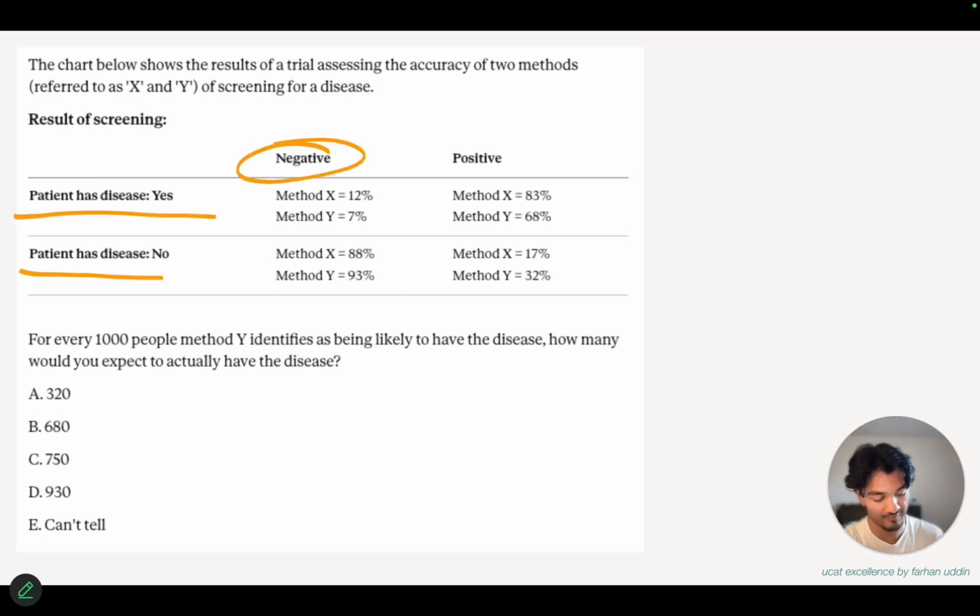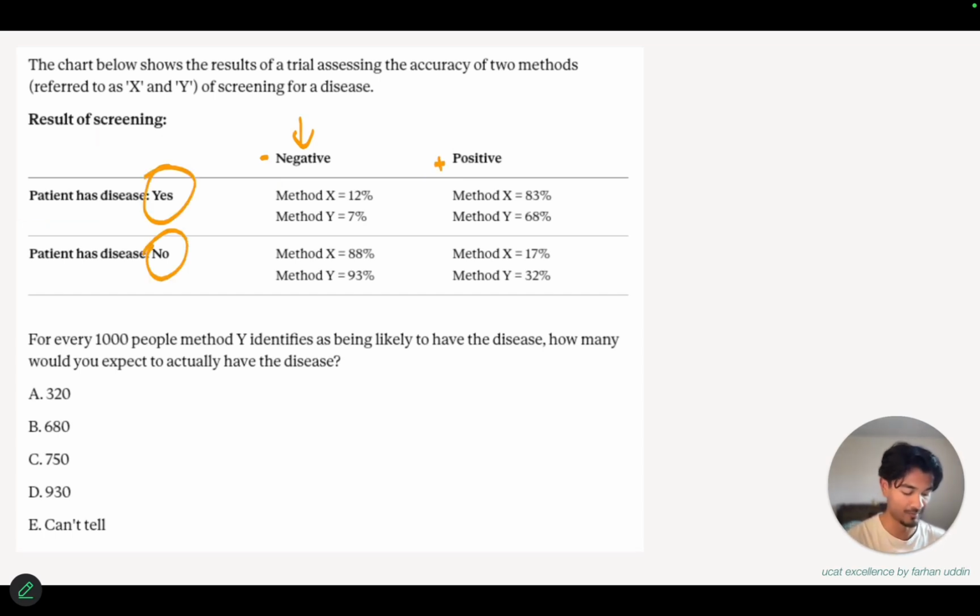And this is the negative and positive result of the screening test. So there's a test that people go through. It says they think they might not have the disease, or it thinks they might have the disease, but this is like the actual, yes, they have it, no, they don't. And there's method X and Y in terms of screening. So 2 different methods at that.